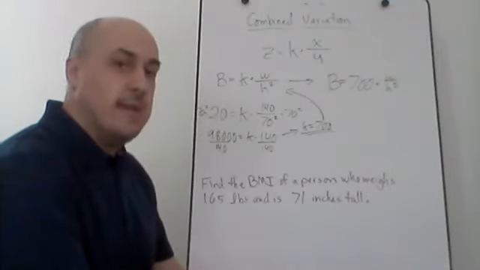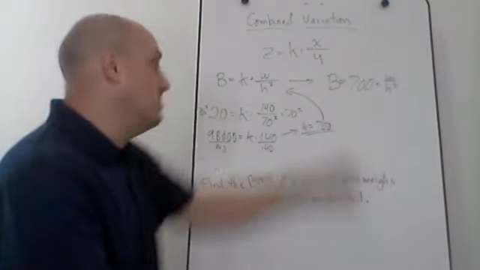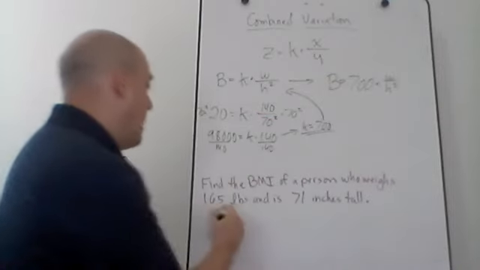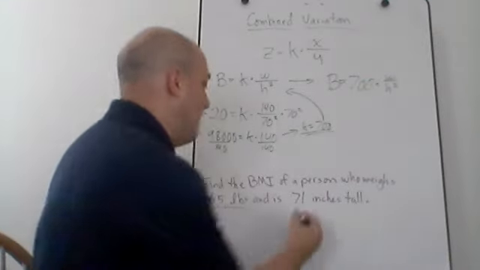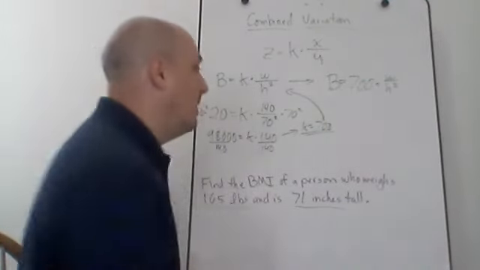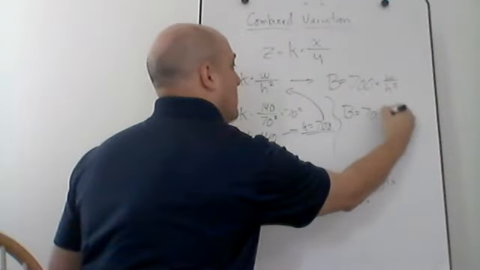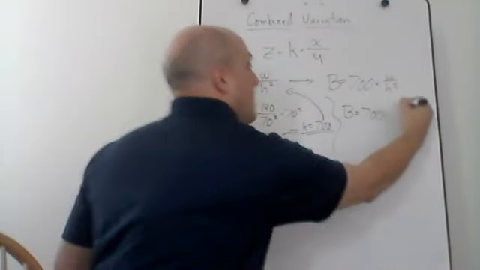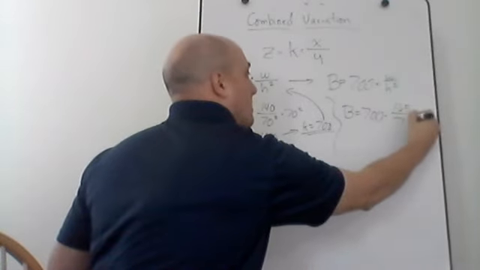All right, so that K is 700. I put that into my general formula. Now this is the equation I'm going to use to actually answer my question. All right, the person weighs 165 pounds, so my W is going to be 165. Their height is 71 inches tall, so my H is going to be 71, which means my BMI is going to equal 700 times the weight, 165, over the height squared, so that's 71 squared.